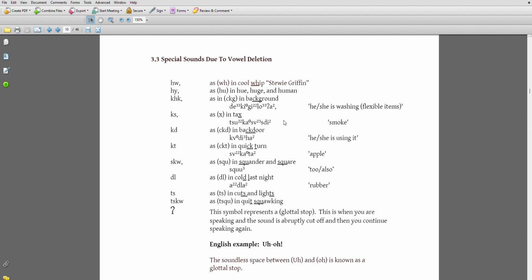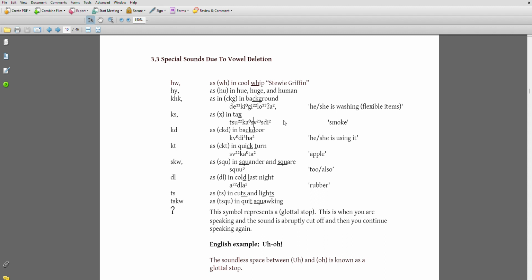KT as CKT in quick turn. Kt, kt. So sanctum. Squ as SQU in squander and square. Squ. DL as DL in cold last night. Cold last. So if you run these two words together, you're going to get the DL sound. Coldla, dl. Oddla, rubber.